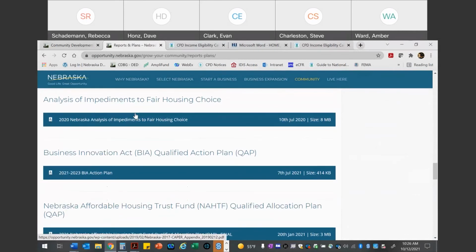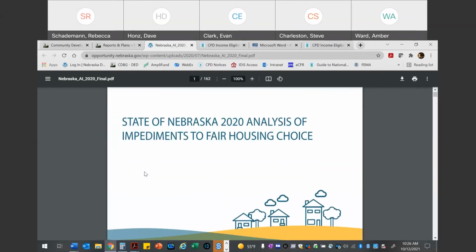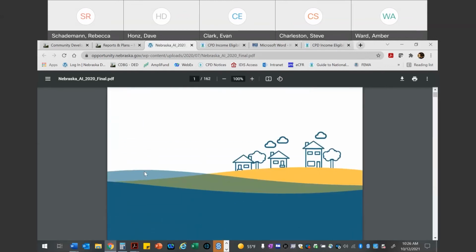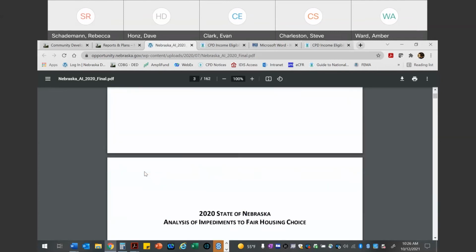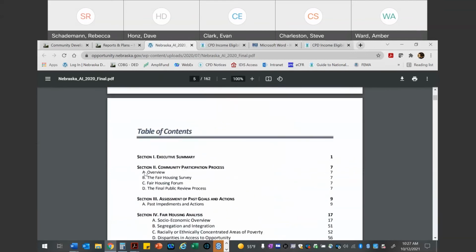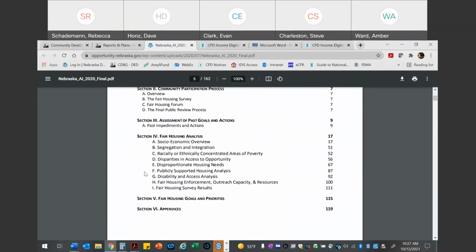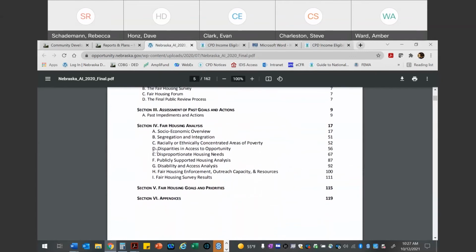in order to receive CDBG funds each year, we needed to complete an analysis of impediments to fair housing choice. If you want to take a look at this, it is very interesting, the data that we gathered and the implementation of items that are occurring in the state. I'm just going to show you kind of the analysis and areas that we focused on within this.